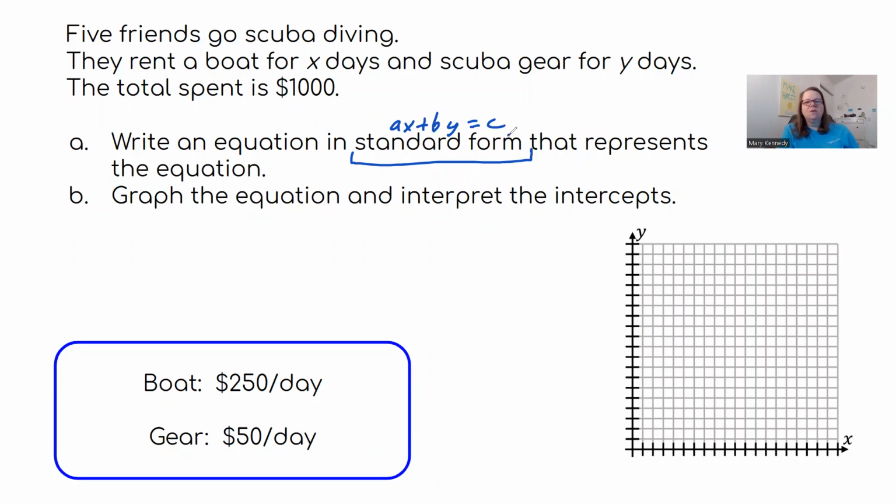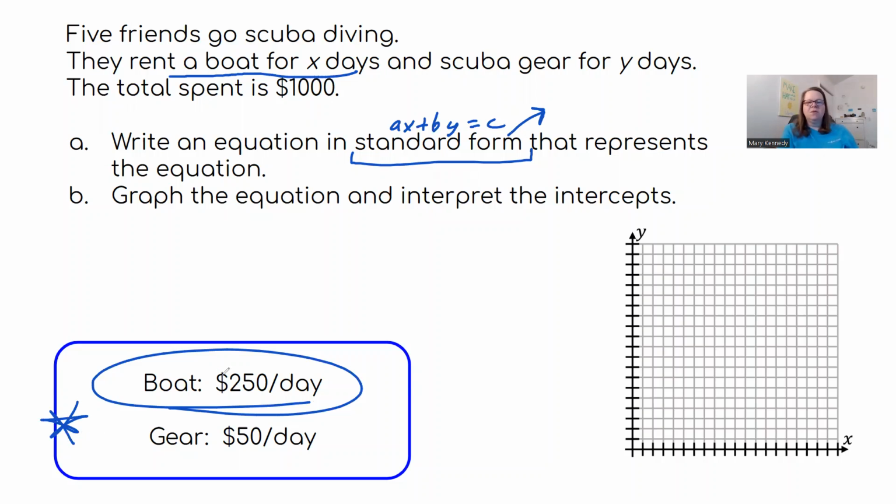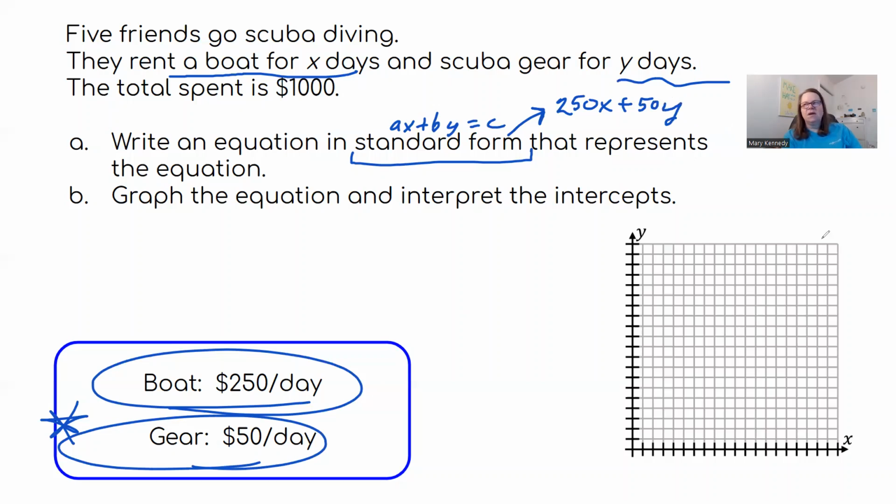So standard form for this is going to use the boat rental for x days and this key information down here, which is that the boat is $250 for each of those x number of days, however many days that we rent the boat. So 250x, because it's 250 times that number of days, plus, and then we'll use y days at $50 a day. So 50y, for however many days that we rent the scuba gear. And all of that's going to add up to the total spent, which is $1,000.